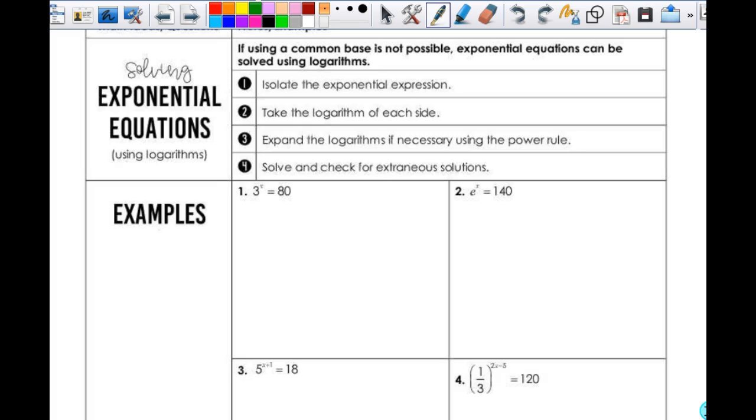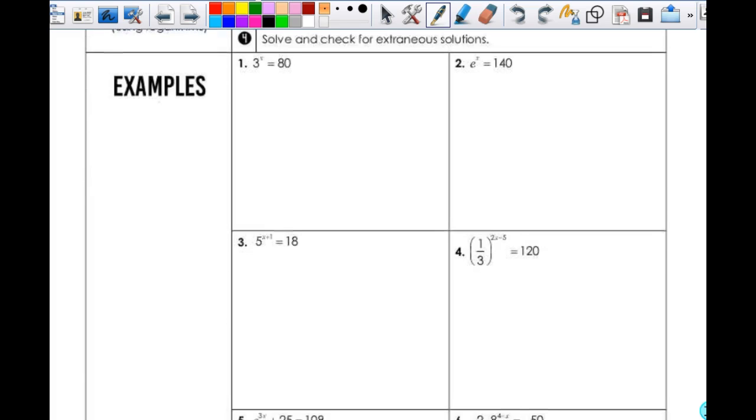Since these are exponentials, are we going to have any extraneous solutions? No, they all work. So I'm not even sure why it says that, but you don't have to do that when you're solving the actual logs.